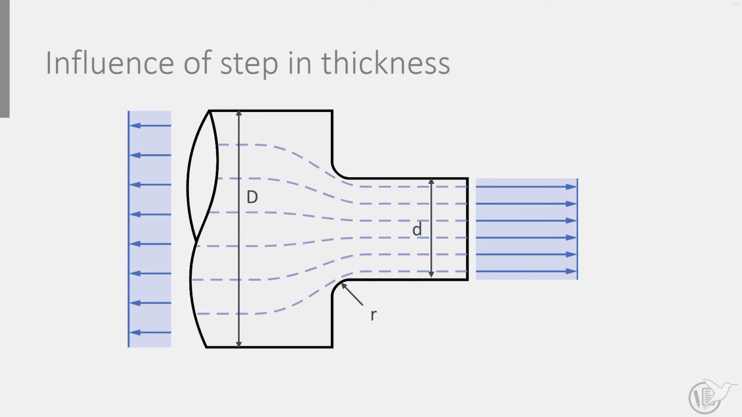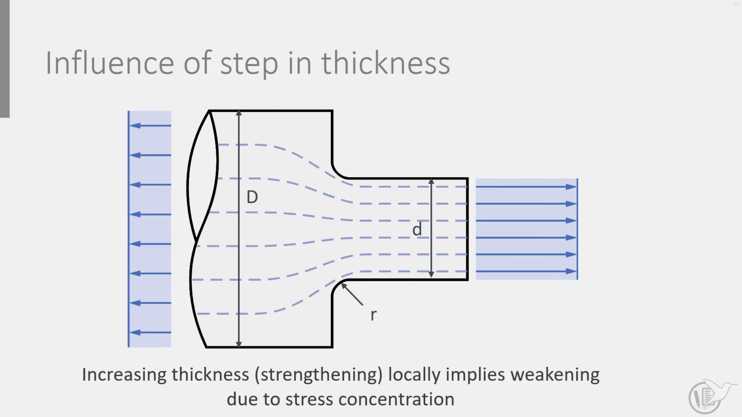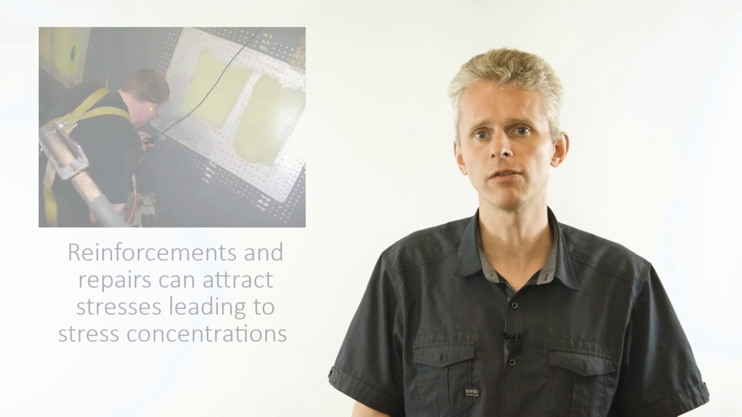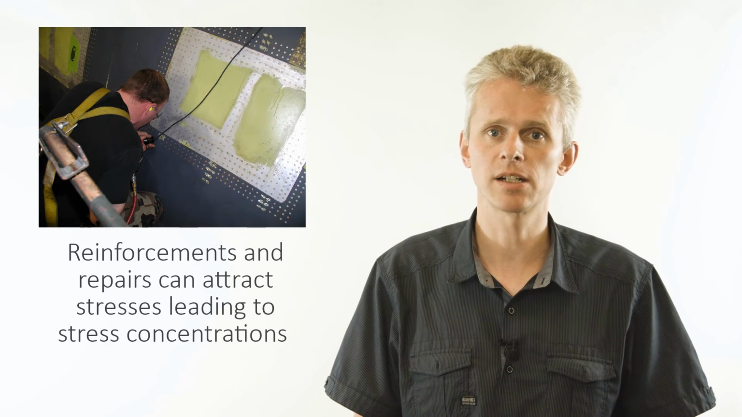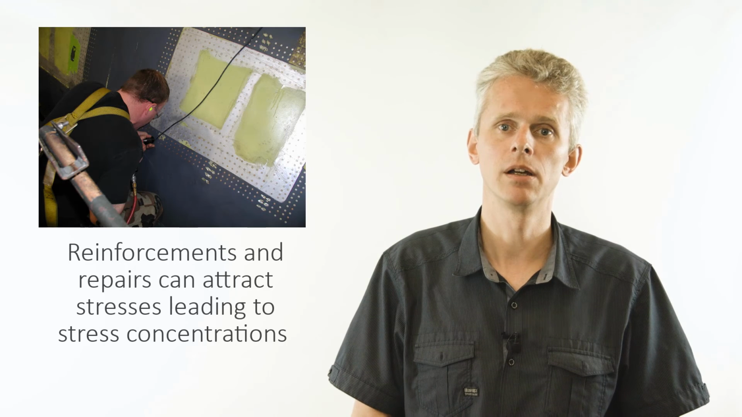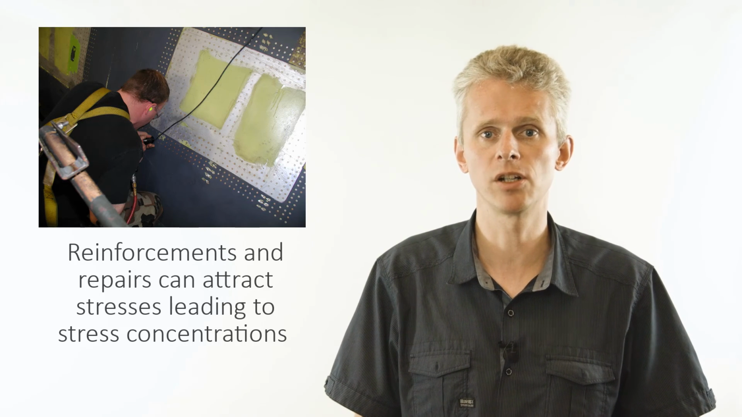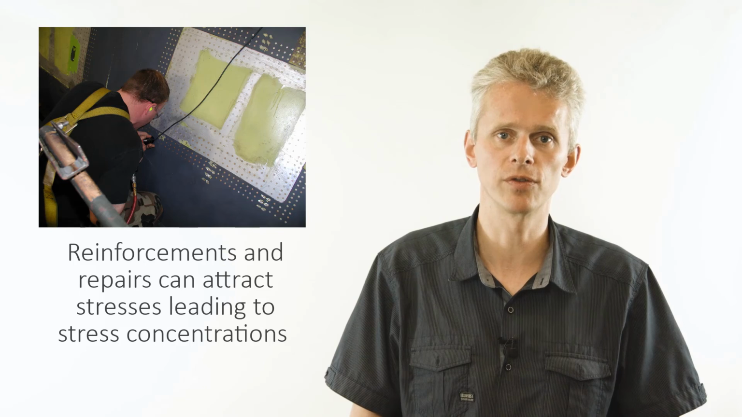What we also can learn from this example is that adding material to reduce the stress locally at transitions may increase the stress. The strengthening may imply weakening at particular locations. This is a lesson to be taken from this example. Stress concentrations do not only occur when we locally remove material, by cutting a hole for example, but they also occur when we add material. Reinforcements and repairs attract stress as they impose more stiffness locally. These higher stresses, in combination with geometrical changes, lead to stress concentrations.